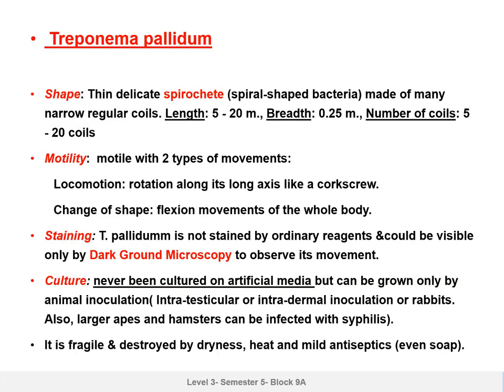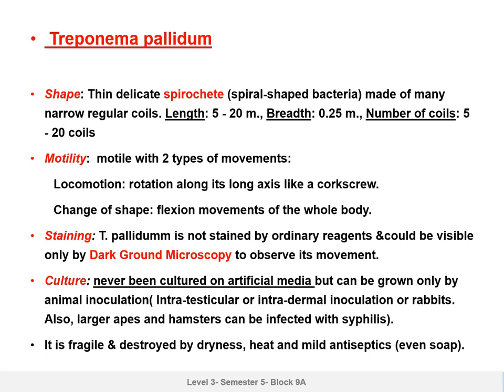Treponema pallidum is a thin delicate spirochete, a spiral-shaped bacterium made of many narrow regular coils. Its motility has two types of movement, either locomotion or change of shape, a flexion movement of the whole body. Treponema pallidum is not stained by ordinary reagents and could be visible only by dark ground microscopy to observe its movement.